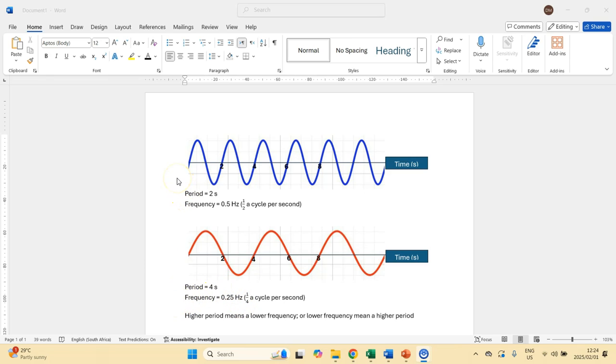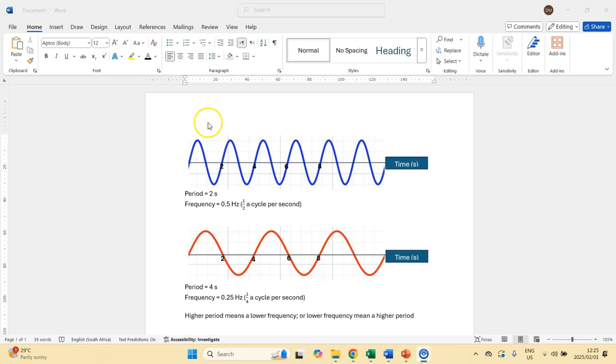Now remember that frequency is how many cycles can fit in 1 second. So here we've got half a cycle in 1 second. Over here we have a full cycle in 4 seconds, therefore half a cycle in 2 seconds, therefore a quarter of a cycle in 1 second. So that should make sense using logic as well.